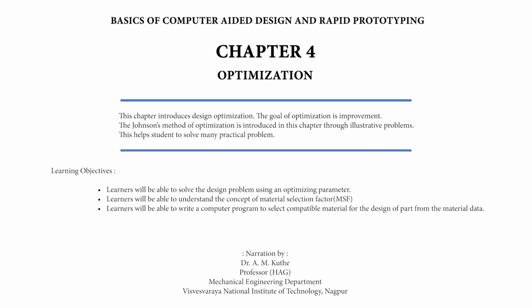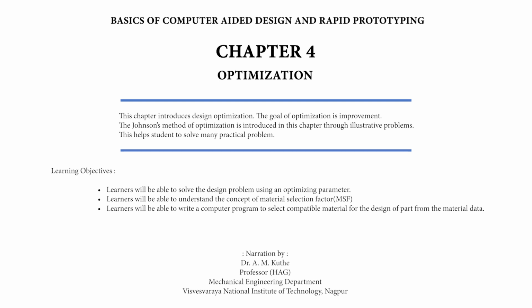Questions. Number 1. Explain the concept of optimizing parameter as used in design optimization. Number 2. What is the initial formulation? Why is it required in the solution of the design optimization problem? Number 3. What are the different types of variables used in the design optimization problem? Explain the significance of each. Number 4. Explain in detail the concept of material selection factor.